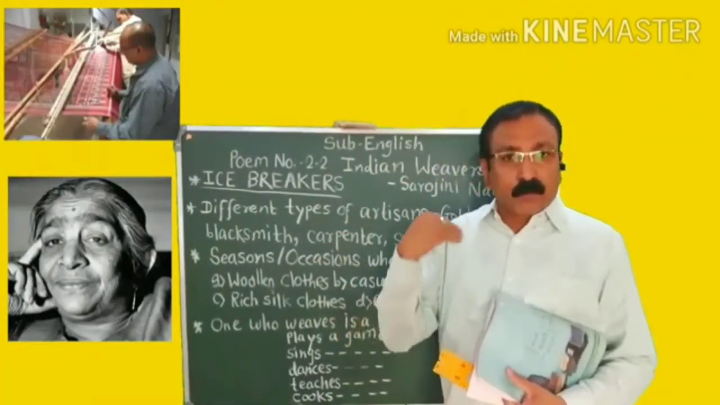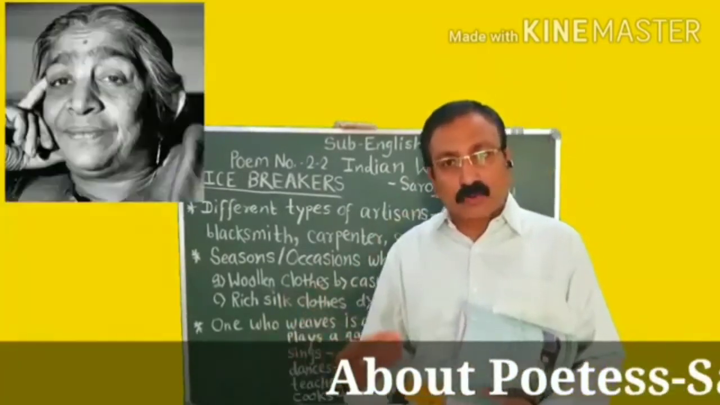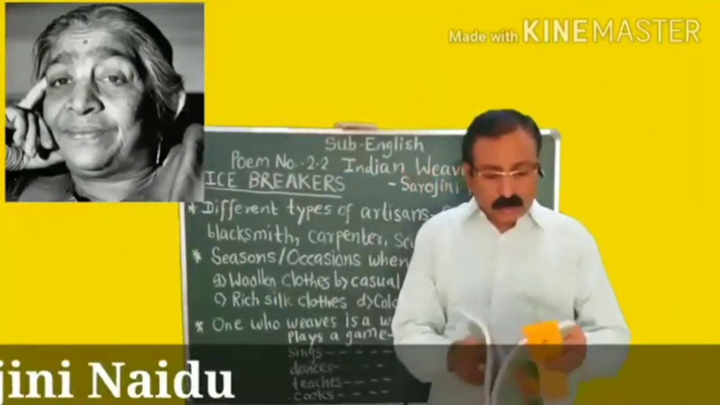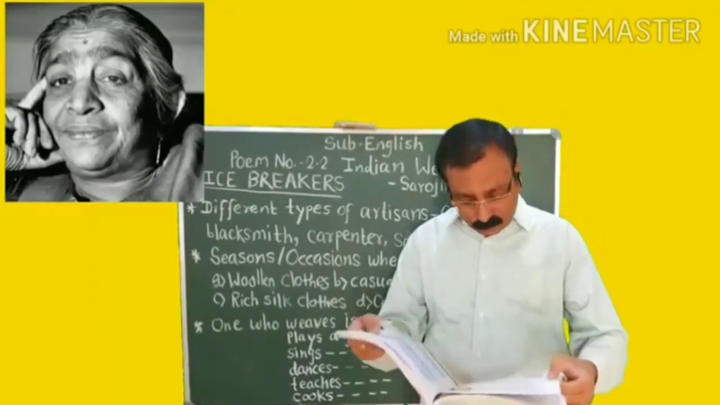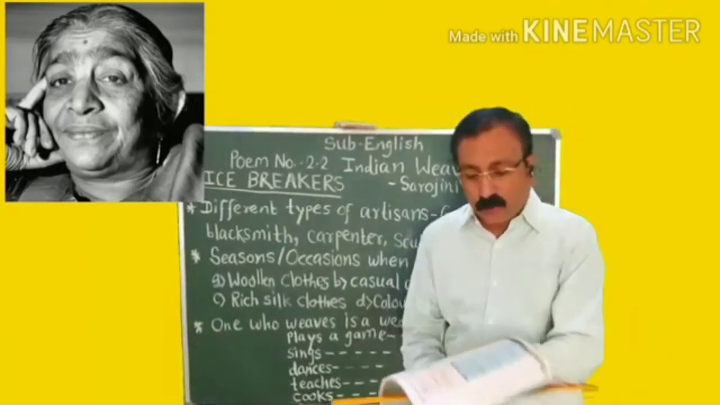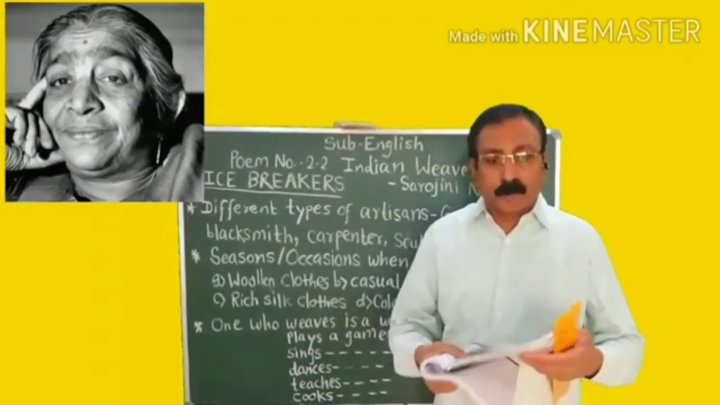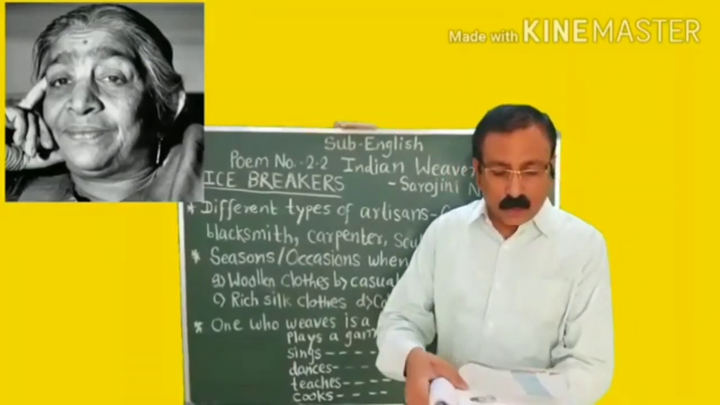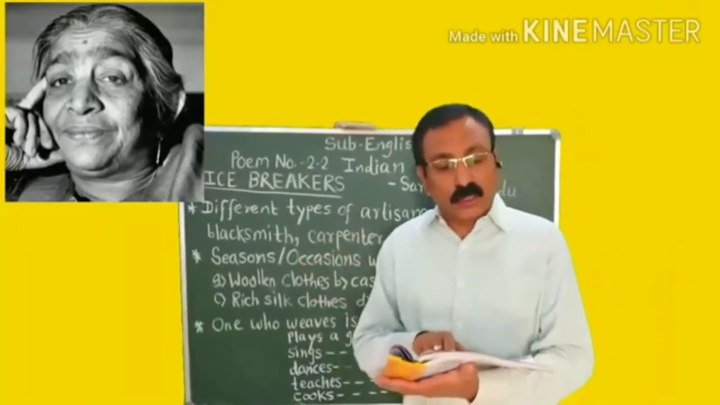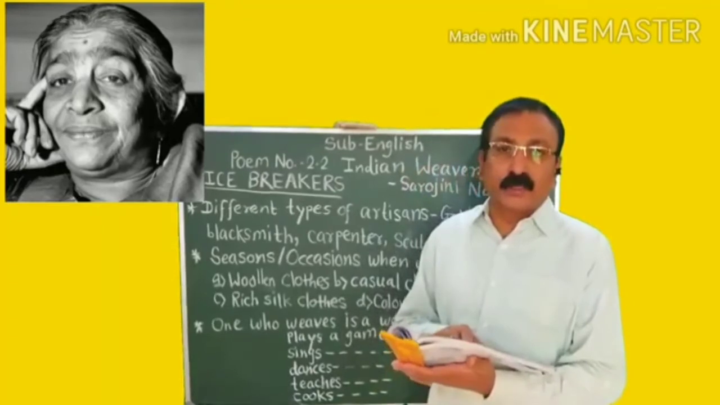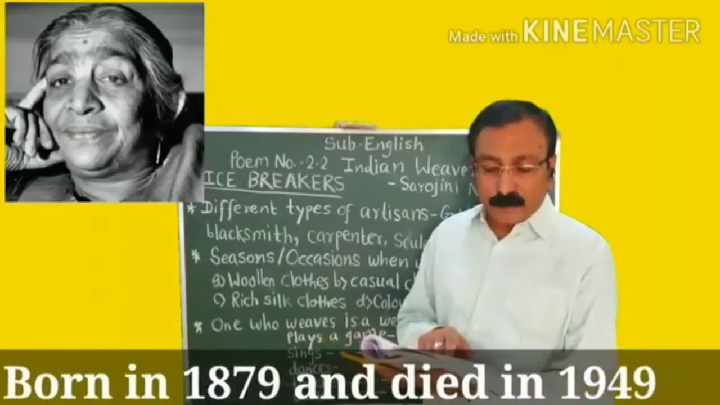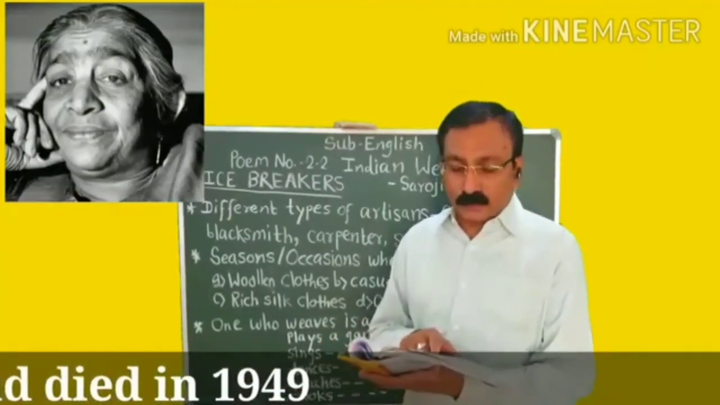So let us discuss something about the poetess Sarojini Naidu. So let us see the page number 100. Before we start our poem, I tell you something about the poetess Sarojini Naidu. So Sarojini Naidu was born in 1879 and passed away, died in 1949.